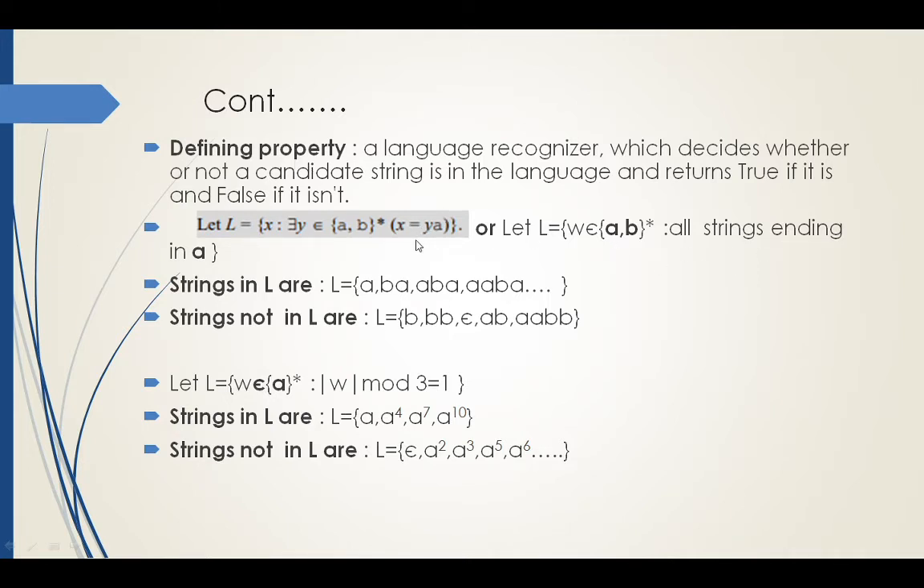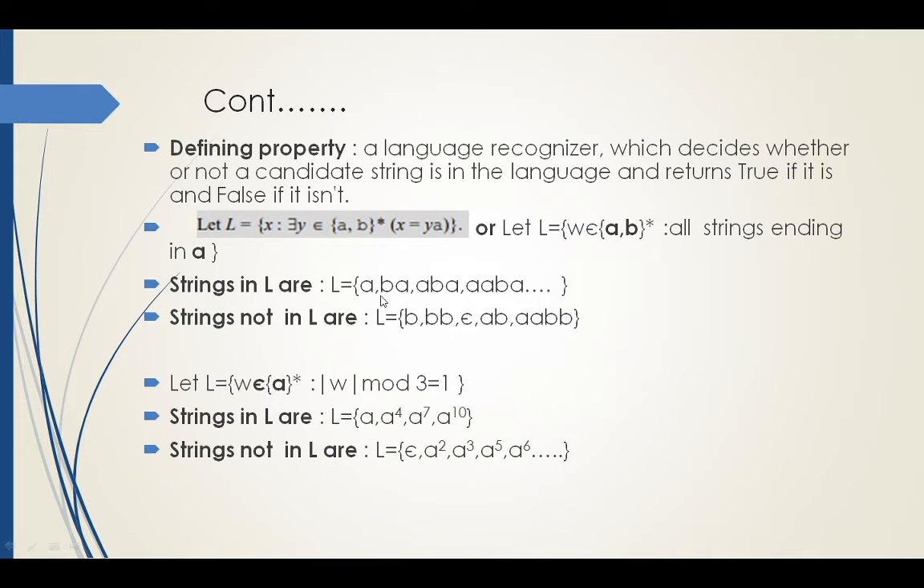Some languages are not defined by using sentences; those are defined by using properties. With properties you use symbols such as there exists, belongs to, star and all that. So instead of saying all strings ending in A, you give the property notation here: X equal to Ya, where Y belongs to any number of occurrences of A and B.